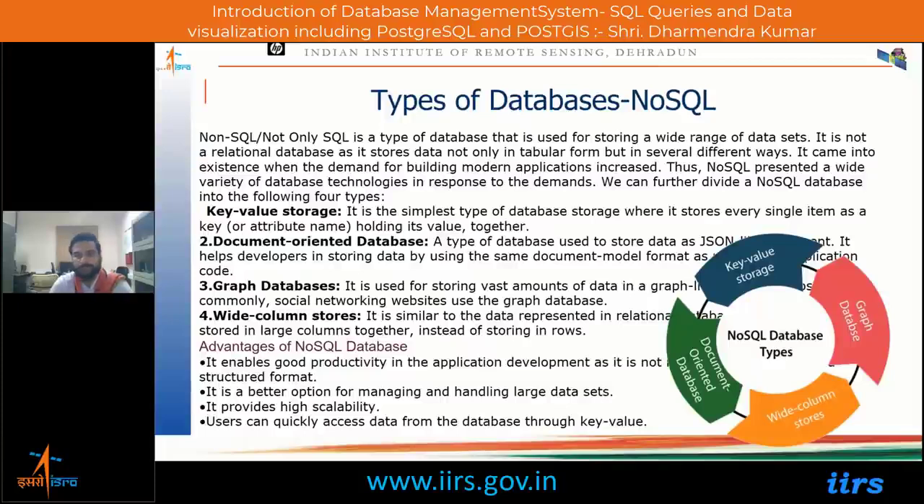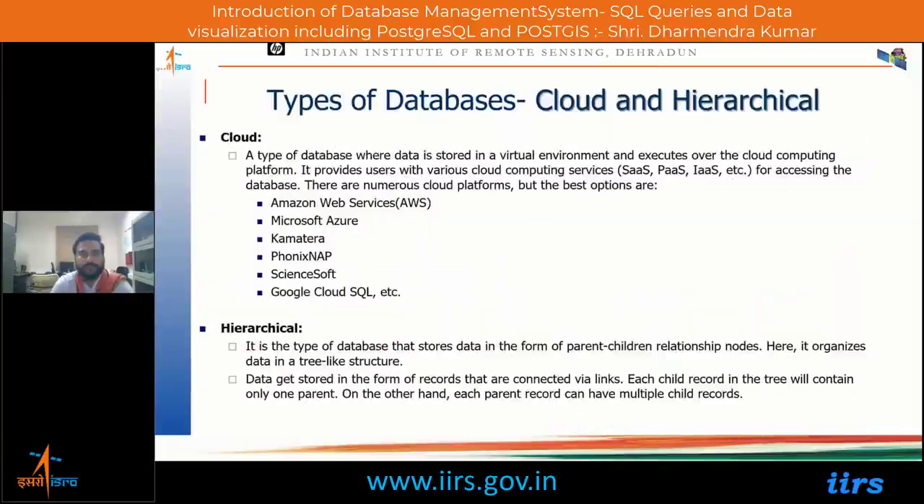These are the 4 types. Another type of database is cloud and hierarchical. Cloud, like Amazon Web Service, Microsoft Azure, and many others. Google also has Google Cloud. This type of database is where data is stored in virtual environments and executes over cloud computing platforms. It provides users with various cloud computing services like platform, application, infrastructure, and software which are used as a service.